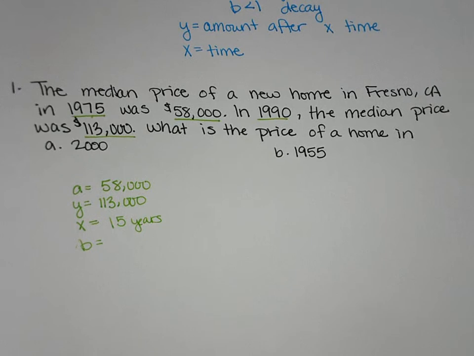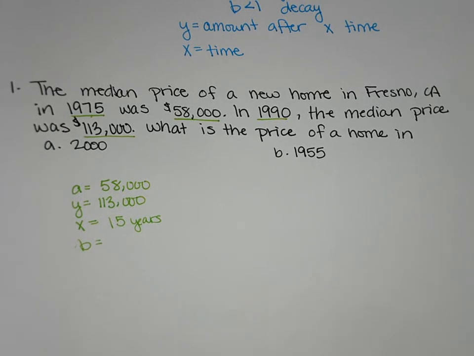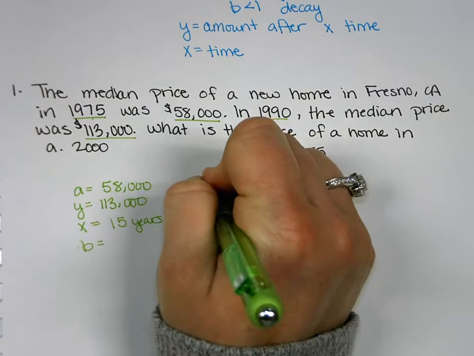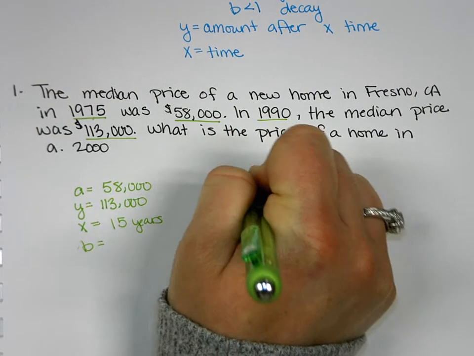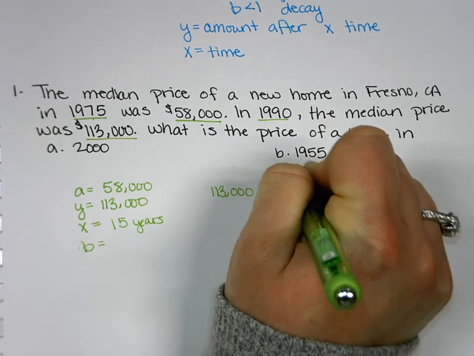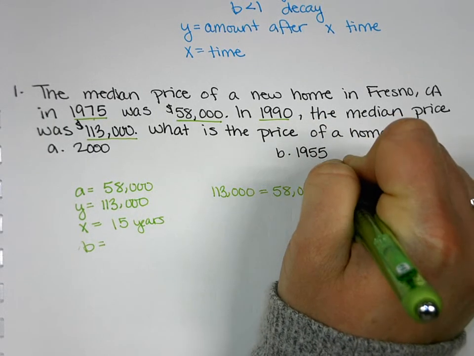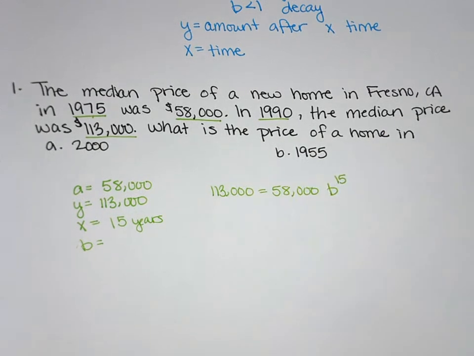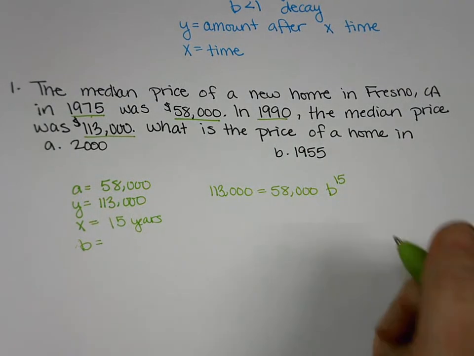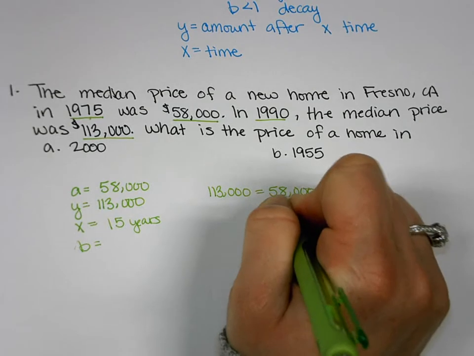So a lot of times what they do in research is they pick values that they know so that they can figure out a potential growth factor. So you're going to usually start by using a start point and an end point to find the growth factor and then use it for predictions. So that's kind of what we're doing here. So I'm going to set all of this up into our equation. So 113,000 equals 58,000 times B, which I don't know, to the 15th power. So if I'm solving for B, I need to divide both sides by 58,000.